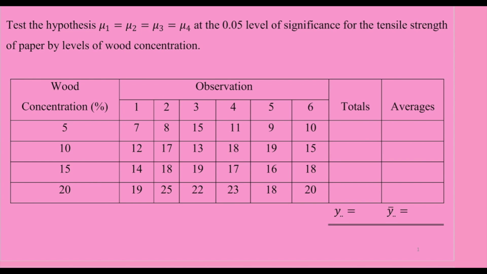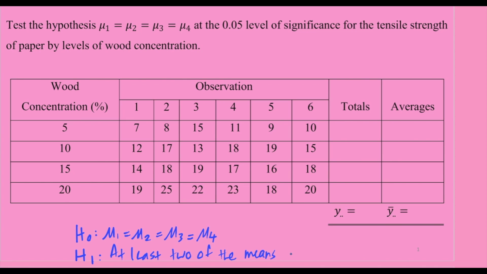But first, let's recall conducting the ANOVA test in this example. You are asked to test the hypothesis that mu1 equals mu2 equals mu3 equals mu4. So this will be your null hypothesis. And class, do you still remember what is the alternative hypothesis? At least two of the means are not equal. And alpha is given as 0.05.